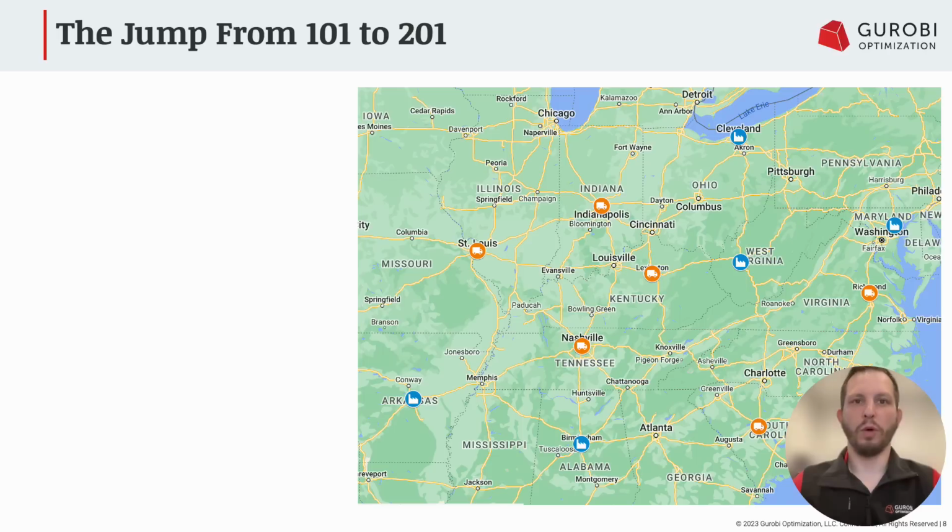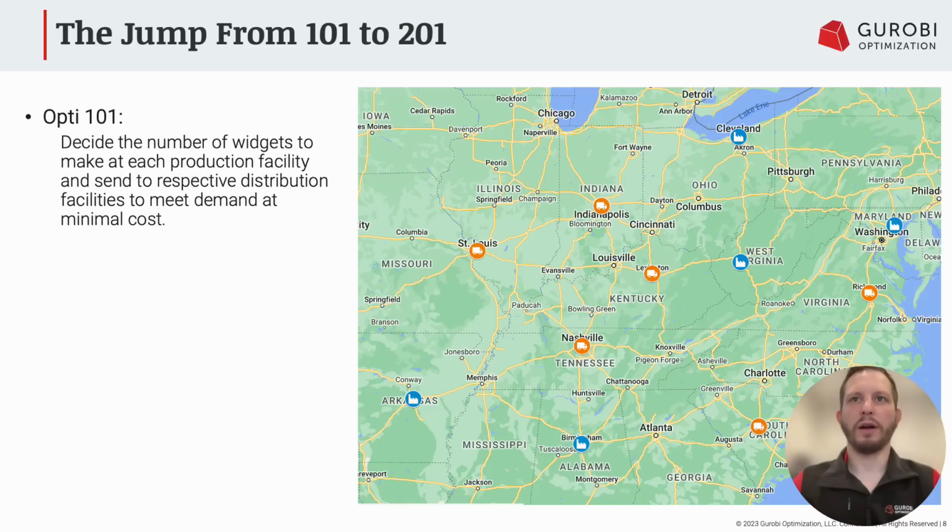So if that's Opti 101, for our widget problem that I was describing, we can see the map here of the blue production facilities and the orange distribution locations. This is how I describe that problem very quickly. Again, in Opti 101, we were deciding the number of widgets to make and produce at certain facilities, to send to other distribution locations to meet demand at minimal cost. Very short and sweet. That's Opti 101.